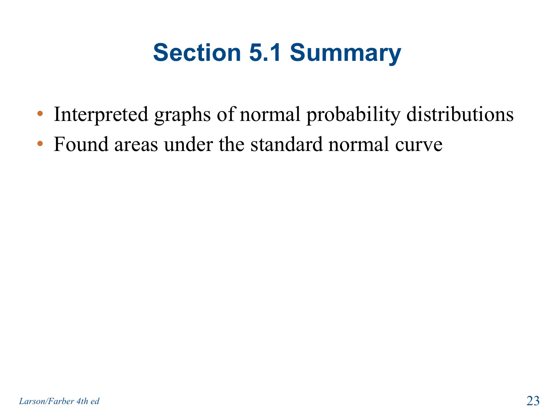Okay, so we are just going to summarize the lesson here. What we did in lesson 5.1 is we interpreted graphs of normal probability distributions, and we also were able to find the areas under the standard normal curve.